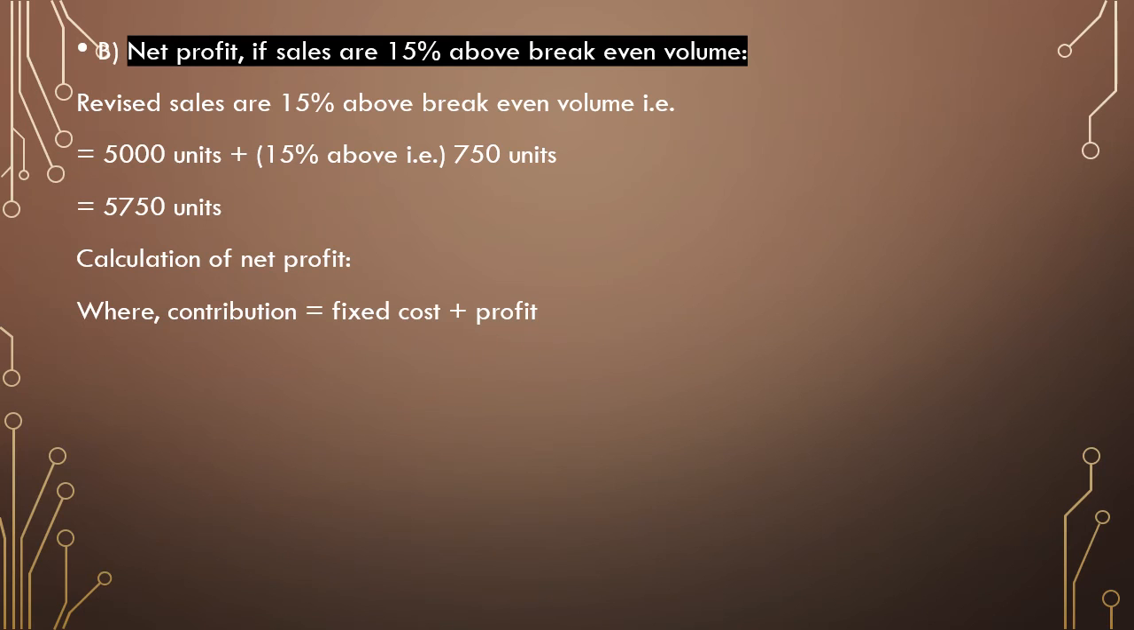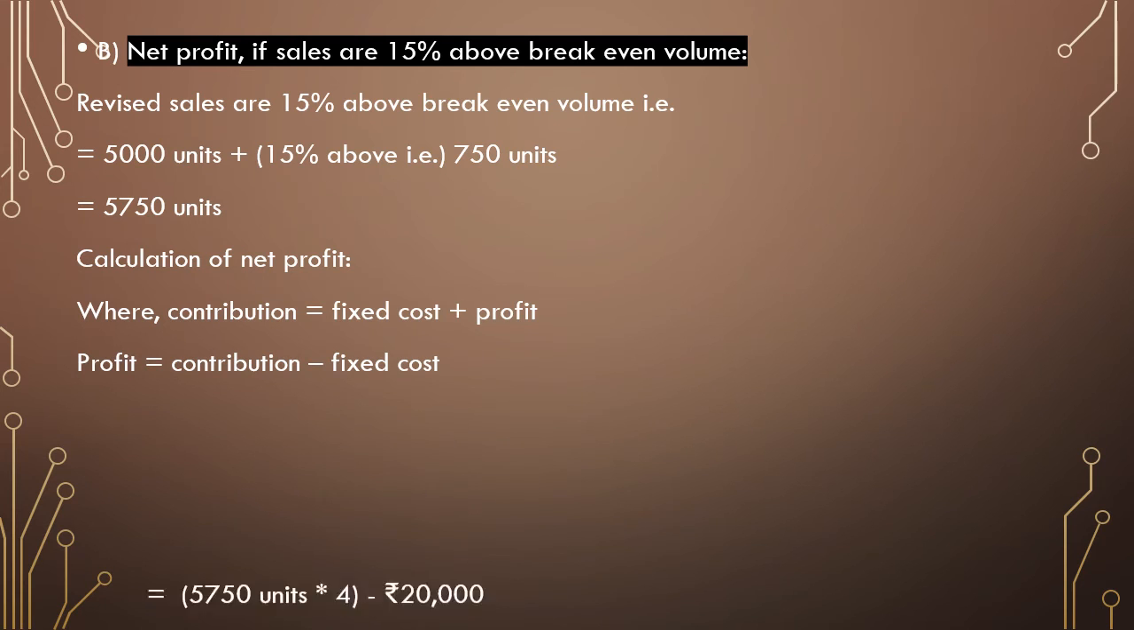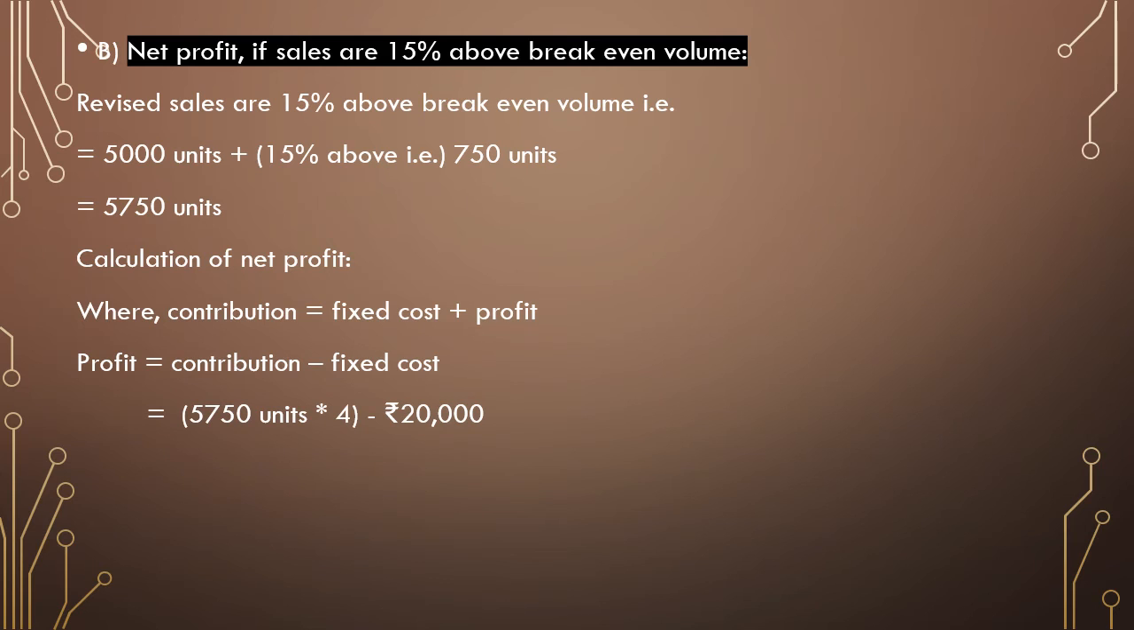Again, contribution is equal to fixed cost plus profit. Hence, profit is equal to contribution minus fixed cost. Contribution will be the calculated 5,750 units into 4 minus fixed costs, and in this way we can get profit, that is rupees 3,000. I hope you have understood this example.